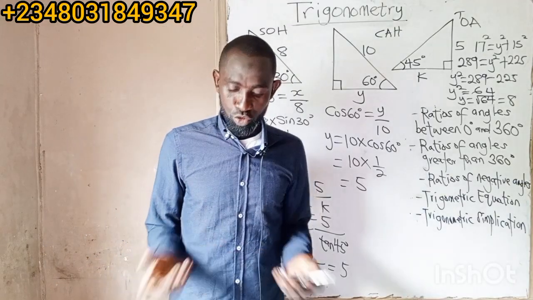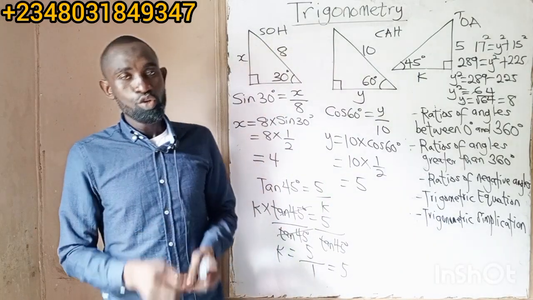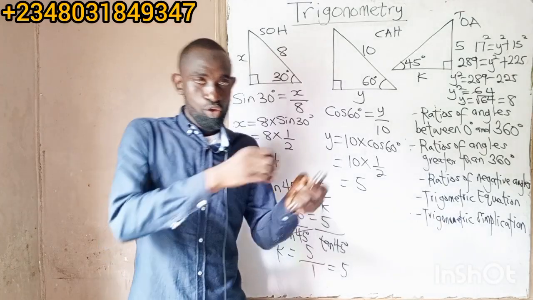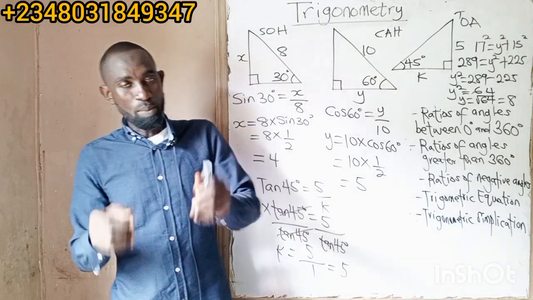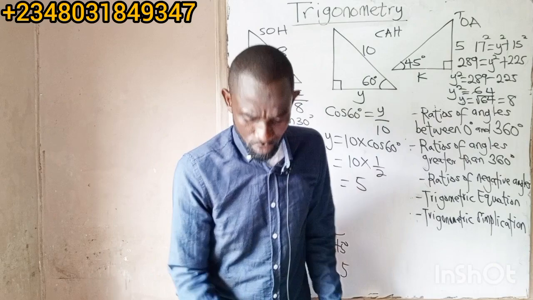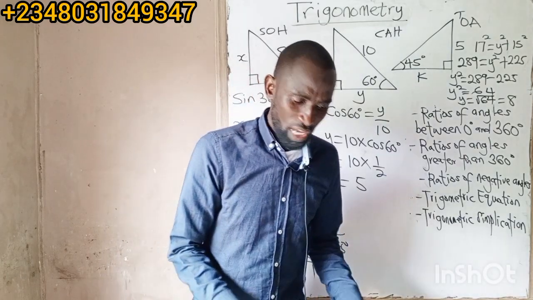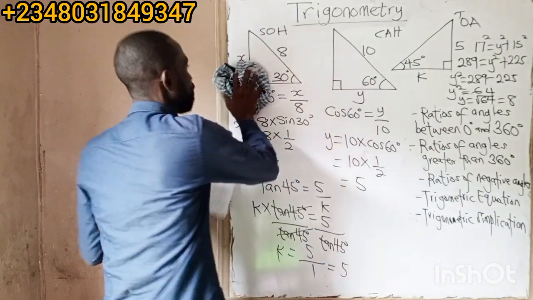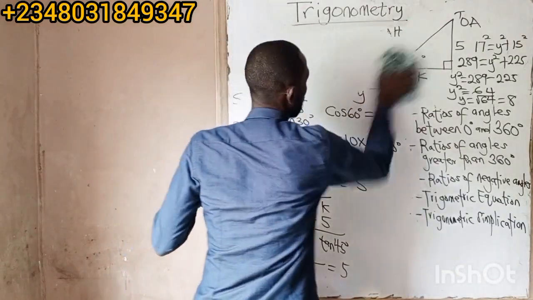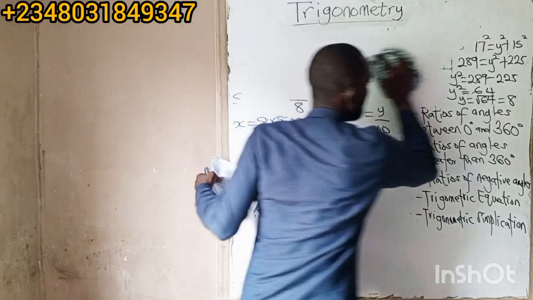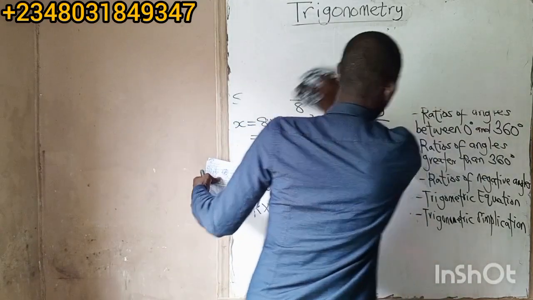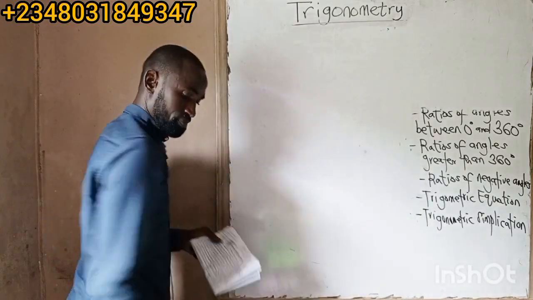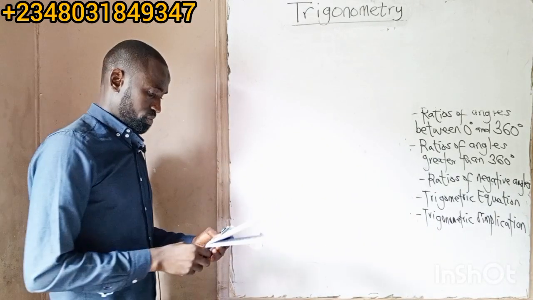Now, sometimes you'll be given a particular ratio and then be asked to find another ratio. I repeat, sometimes you'll be given a particular ratio, and you'll now be asked to find another ratio. So in this case, let us solve a question that involves a ratio given and being asked to find another ratio. So we have something like this. Let's take a JAMB question.